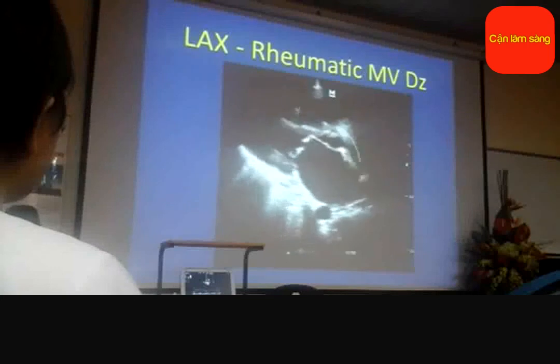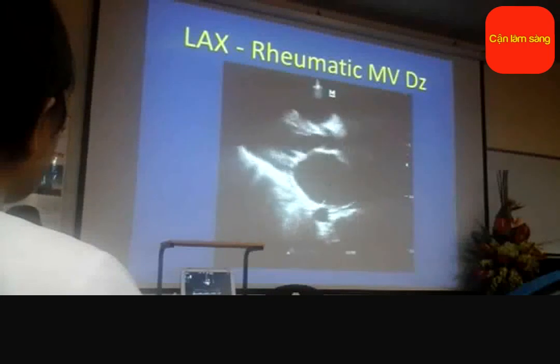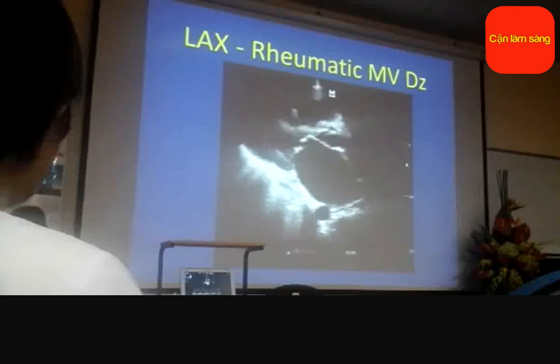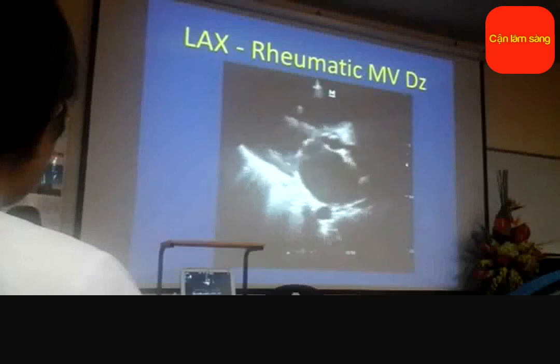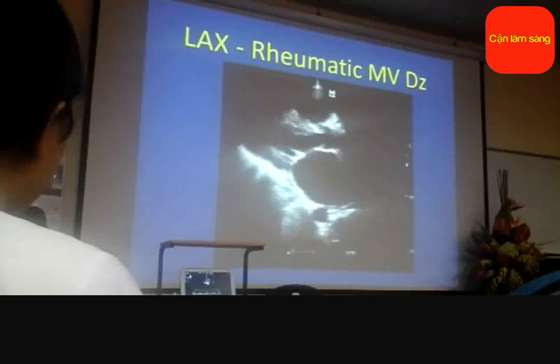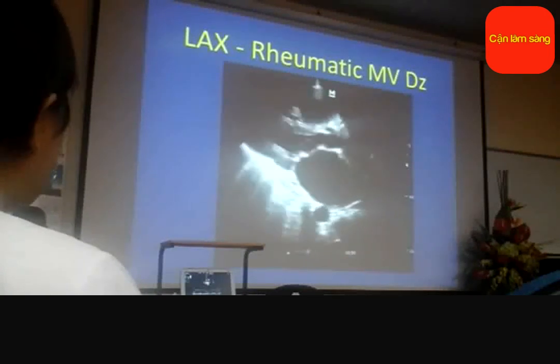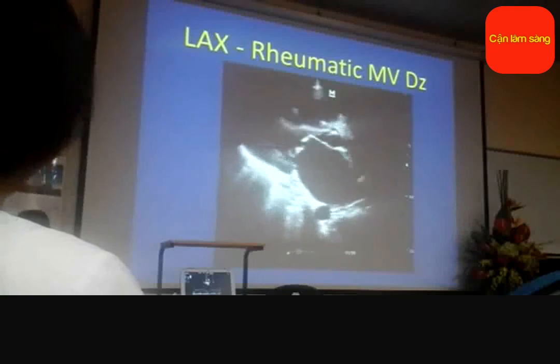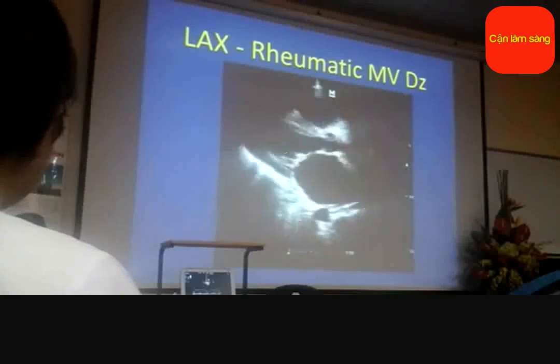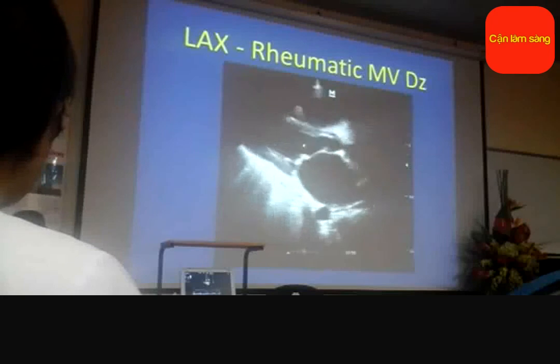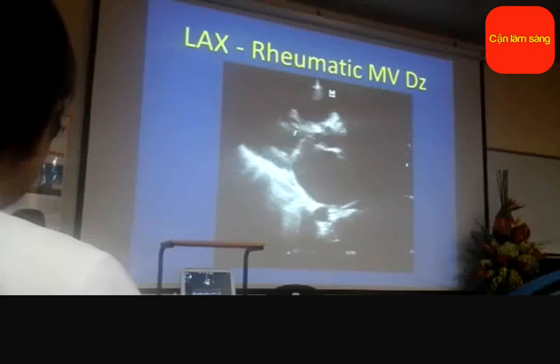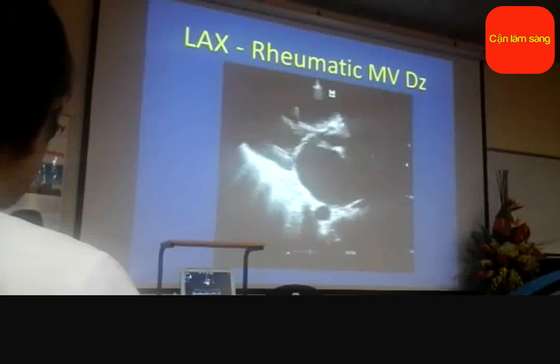So looking at this parasternal long axis view, first again, is the left atrium normal? Compared to the aorta, the left atrium is very much larger. Ở đây nếu mà so sánh với cả động mạch chủ thì ta thấy là vùng nhĩ trái giãn hơn rất nhiều. Then is the mitral valve normal? In the normal mitral valve, the anterior leaflet should tip up towards the septum. Here it is tied together.